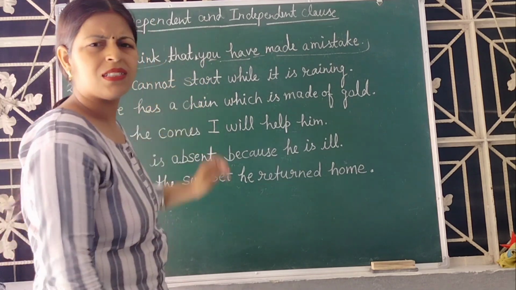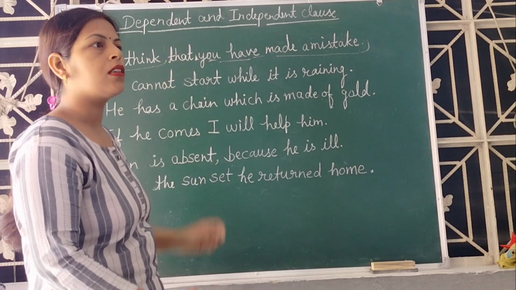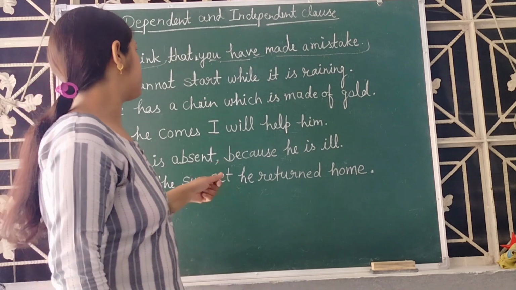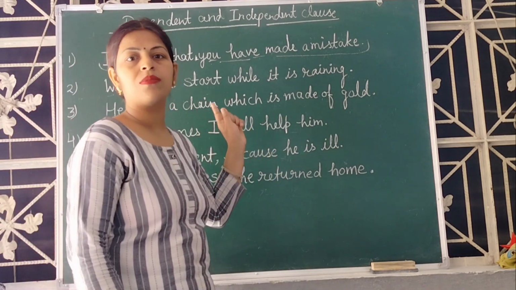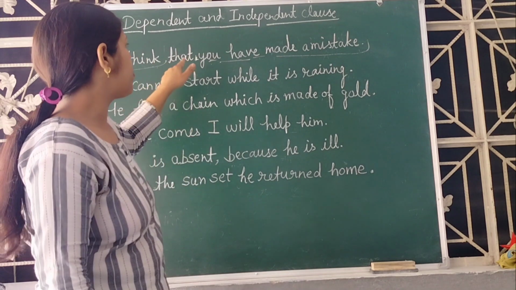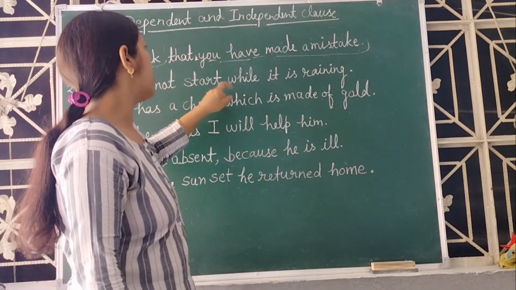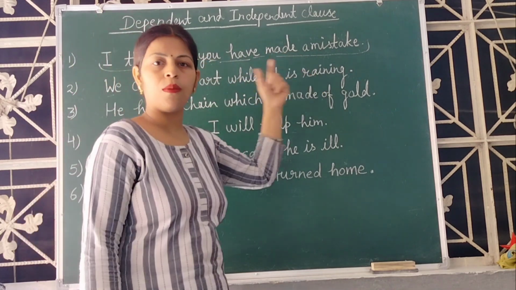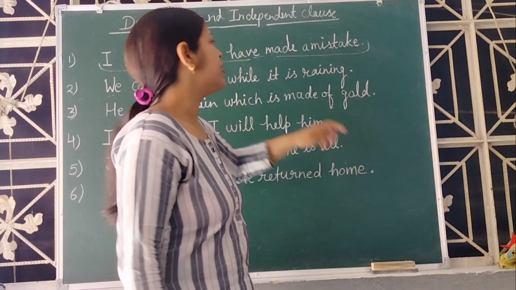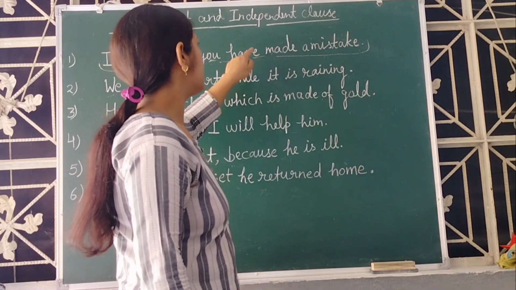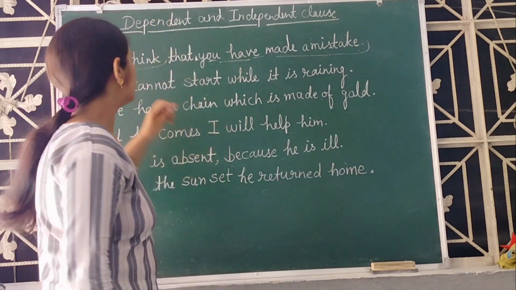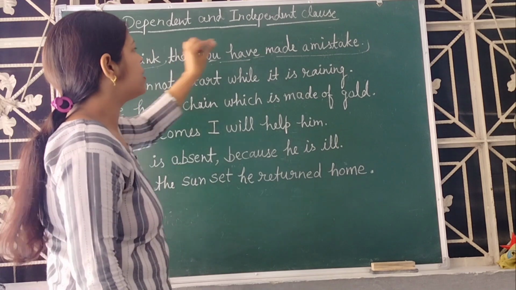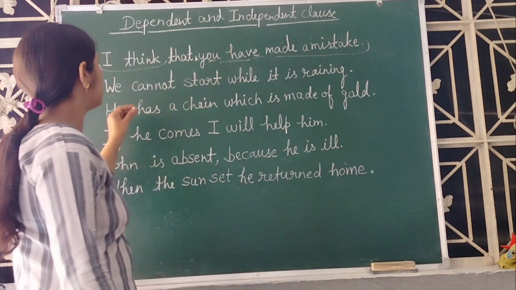If I say I think that, it doesn't give complete sense. We know that sometimes it gives complete sense and sometimes not. So it is a dependent clause. It is a dependent clause and it is an independent clause. It needs nothing to complete its sense. You have made a mistake. It is a complete sense and it is an independent clause. While this clause depends on this clause, so it is a dependent clause and it is an independent clause.